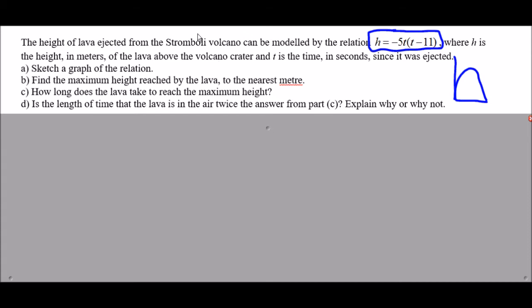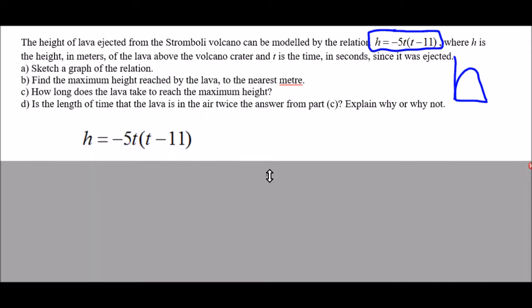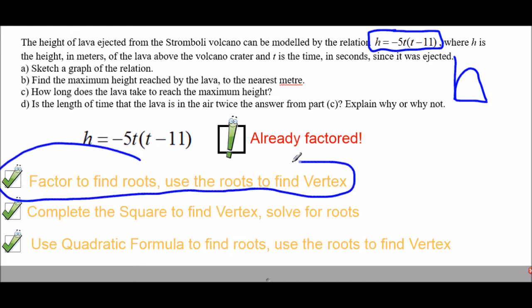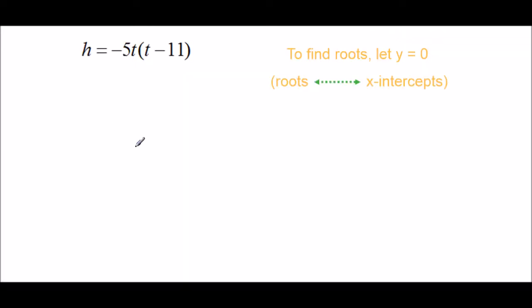So first let's examine carefully the quadratic relation we're given. Here it is, h equals negative 5t times t minus 11. One thing to notice is that this is already in factored form. So when I look at the three tools that we have for dealing with quadratic relations, factor to find the roots, complete the square to find the vertex, or use the quadratic formula to find the roots, clearly, since this is already factored, I'm going to be using this approach, except I don't even have to factor. Someone did it for me. Once it's factored, I'll be able to use the roots to find the vertex. So let's go ahead and do that.